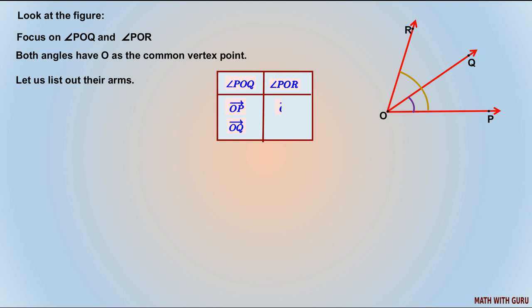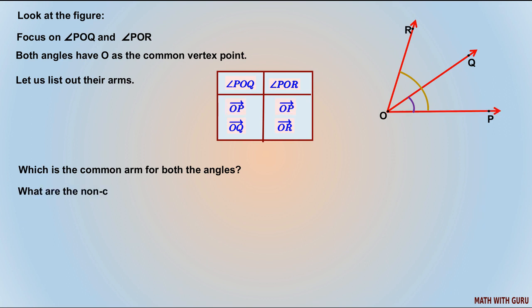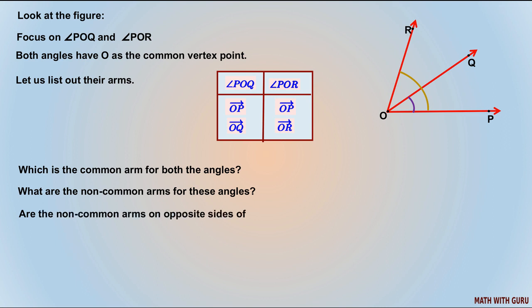For angle POR, the two arms are OP and OR. OP is the common arm for both the angles. Of course, it is OP. Which are the non-common arms for these angles? OR and OQ. Are these non-common arms on opposite sides of the common arm? No, they are not. What is your conclusion? The angles are not adjacent angles.